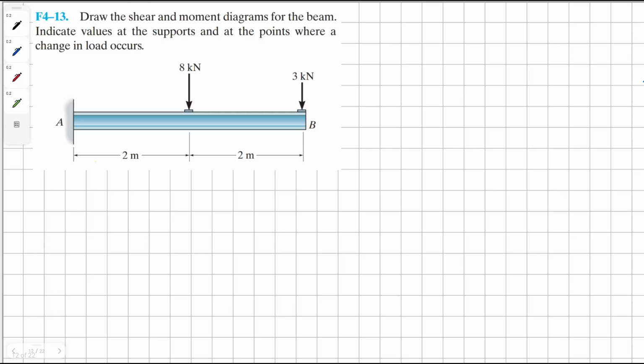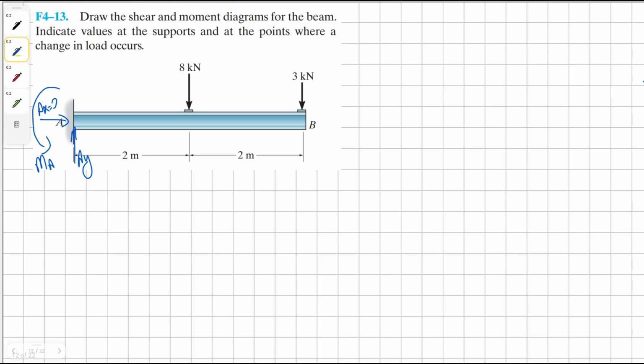By inspection, there is no external horizontal reaction force on this beam. Therefore, our Ax is going to be 0. Our Ay we need to find. And because this beam is embedded into the wall, there is also a moment involved in here.